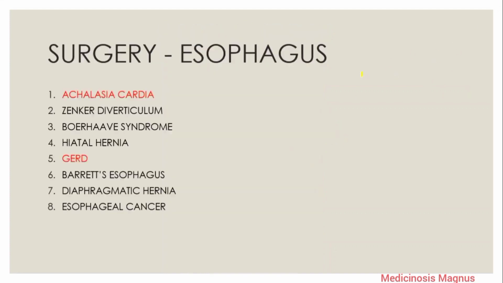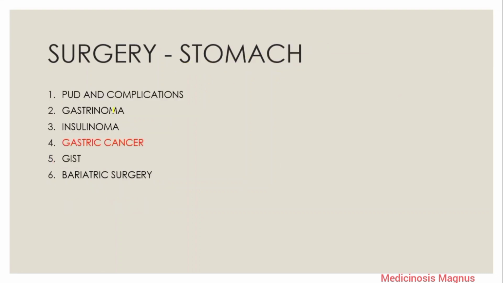So for the surgery, if you see, let's start with the GIT, esophagus. The main thing is achalasia cardia versus esophageal cancer. Know how to differentiate it. And then the hernia, Boerhaave syndrome, and mainly the GERD treatment, Barrett's esophagus, and the Ivor-Lewis technique and all those things. Then for the stomach, you have to read about the peptic ulcer disease and the surgeries for that.